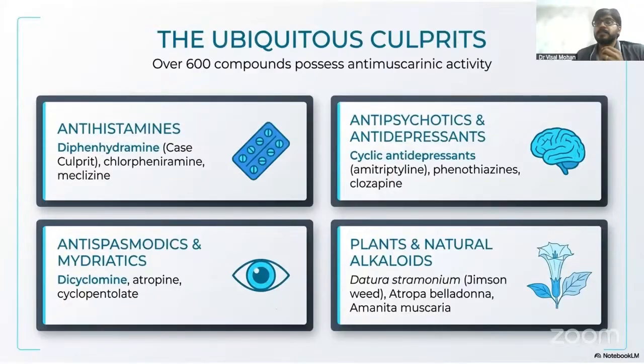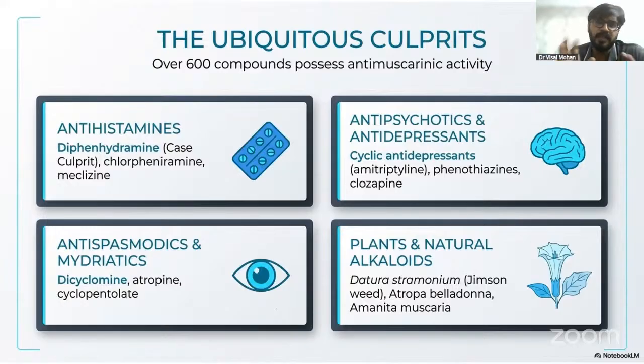In this patient, what we should know is which drugs can actually cause these kinds of symptoms, especially in anticholinergic toxicity. There are a lot of medications that cause antimuscarinic anticholinergic effects, but the ones seen on a day-to-day basis are antihistamine medications like diphenhydramine and chlorpheniramine. Patients on antipsychotics or antidepressants can also have antimuscarinic activity. Antispasmodics and mydriatics like dicyclomine, atropine, and cyclopentolate can also have antimuscarinic activity. Plant natural alkaloids like datura, atropa belladonna, and amanita muscaria can also cause antimuscarinic symptoms.